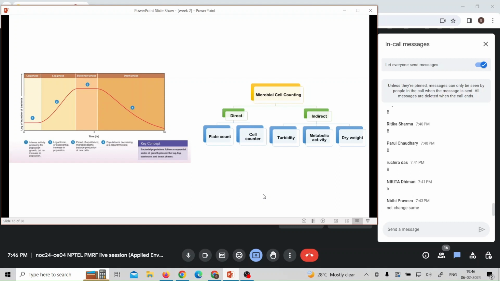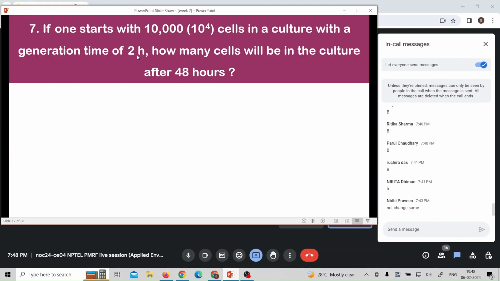Maybe I'll read the problem for you once. If one starts with 10 to the power 4 cells in a culture with a generation time of 2 hours, how many cells will be in the culture after 48 hours?